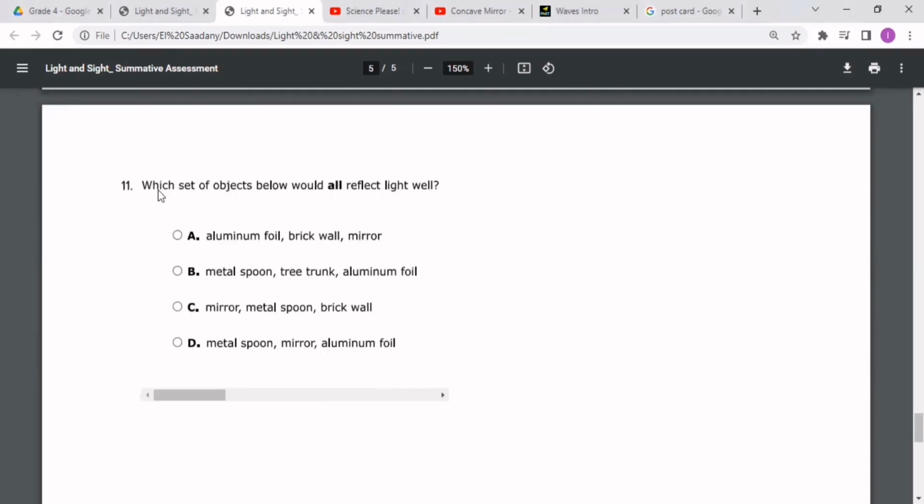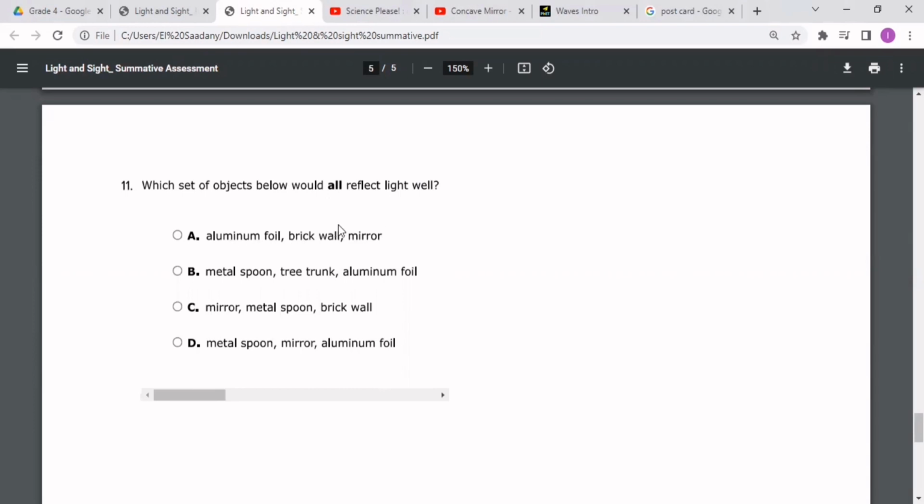That's the answer. So the next question is, which set of objects below would all reflect the light well? Here we have different surfaces and different objects. Some of them can reflect the light properly and others will just scatter the light. So we need all the objects in the group to reflect the light well.